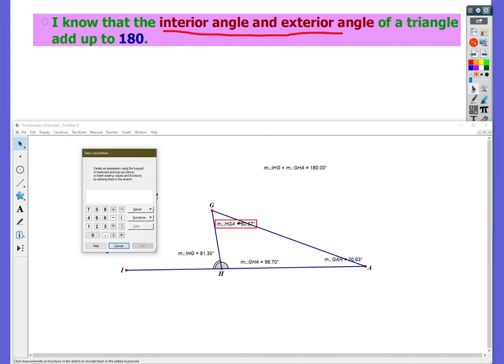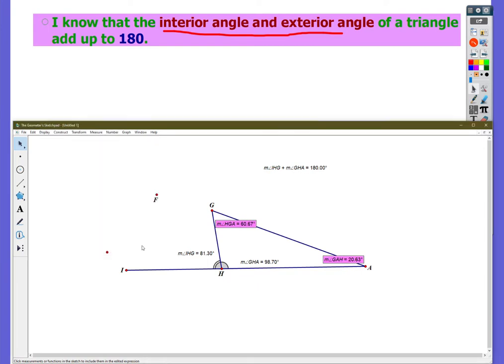Let's go to number, calculate, and add those two angles together. And we'll see another interesting property. So you see I'm measuring my two opposite interior angles here. I'm adding them together, and oh, it's equal to this exterior angle here. That's kind of odd. Let's see if that always holds true.